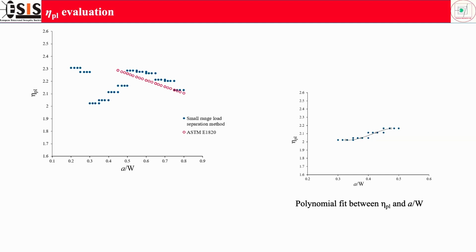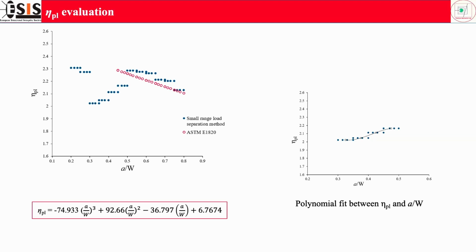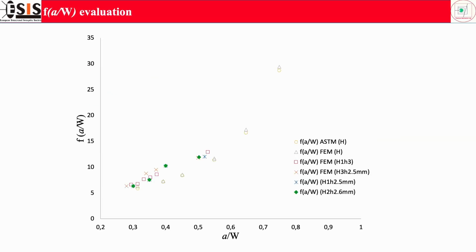So I have done the polynomial fit for that, and after that I evaluated the expression of the eta factor, and the gamma factor is also given by the load separation method. And this is the result for the function of a/W, which I found by the concept explained earlier. Here we can see that the ASTM standard function of a/W is in good agreement with the finite element result. That means for the specimen with a hole in it, we can use this concept to find the value of the function of a/W.